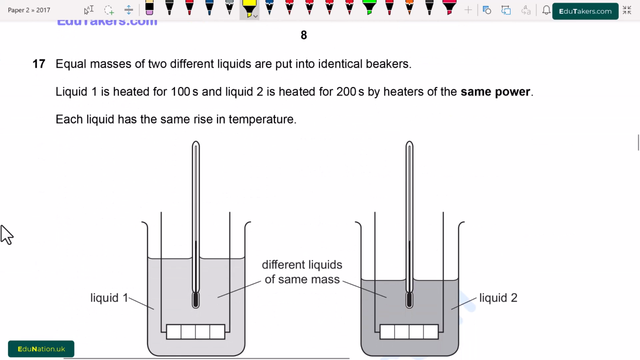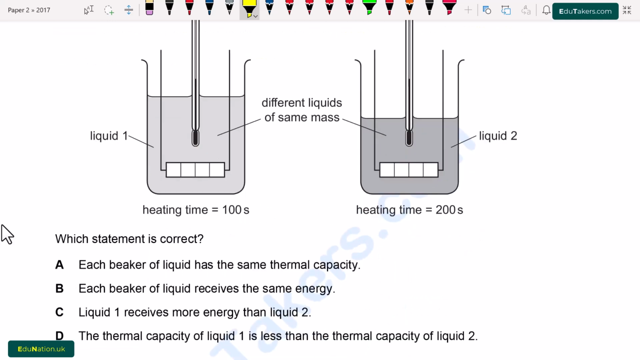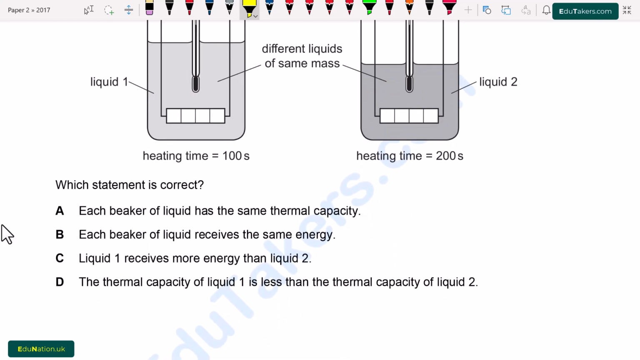Question number 17. Equal masses of two different liquids are put into identical beakers. Liquid 1 is heated for 100 seconds and liquid 2 is heated for 200 seconds by heaters of the same power. Each liquid has the same rise in temperature. Which statement is correct? Option A. Each beaker of the liquid has the same thermal capacity. B. Each beaker of the liquid receives the same energy. C. Liquid 1 receives more energy than liquid 2. D. Thermal capacity of liquid 1 is less than the thermal capacity of liquid 2.